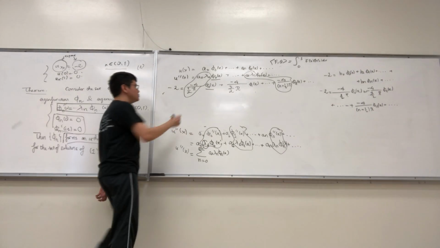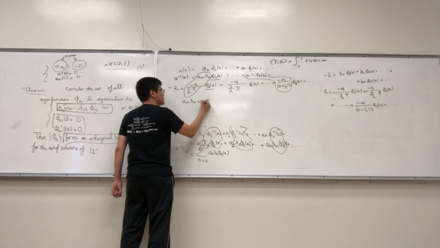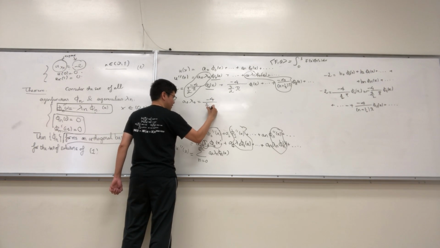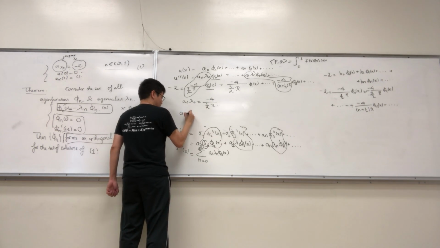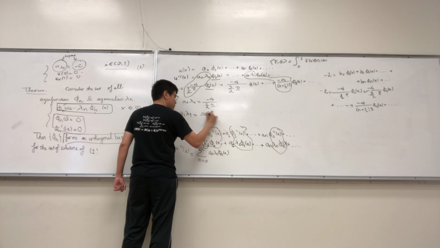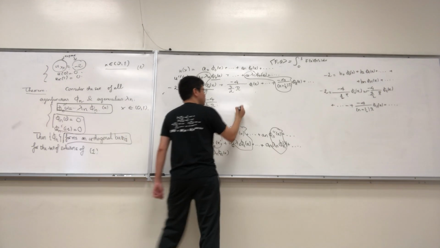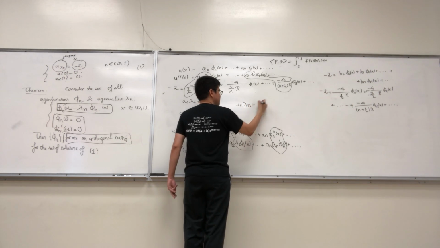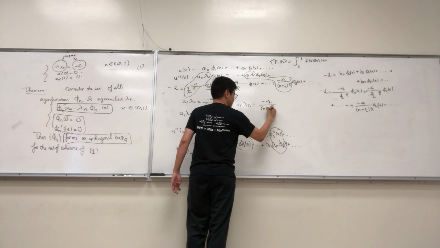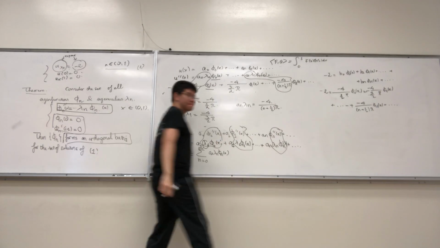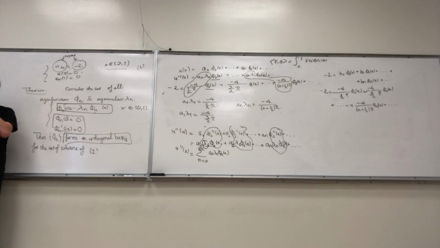It's clear? So you then have a_0 lambda_0 is minus 4 over (1/2) pi. a_1 lambda_1 will be minus 4 over (3/2) pi. And in general, you have a_n lambda_n is minus 4 over (n plus 1/2) pi. So what is the value of a_n now? b_n divided by lambda_n.